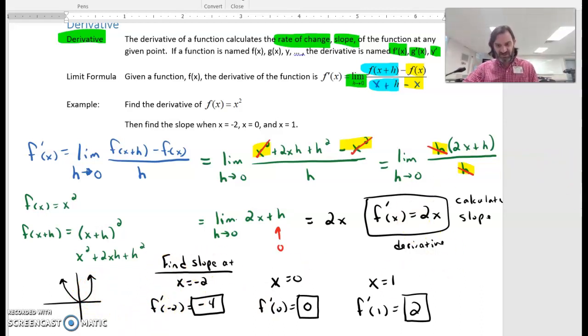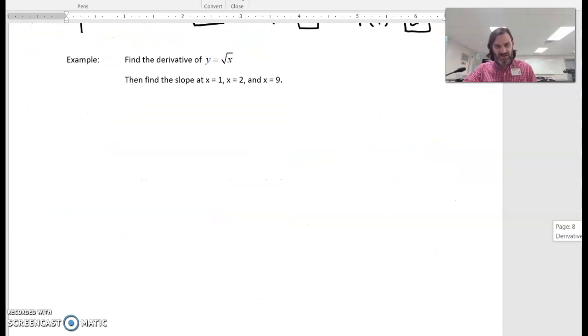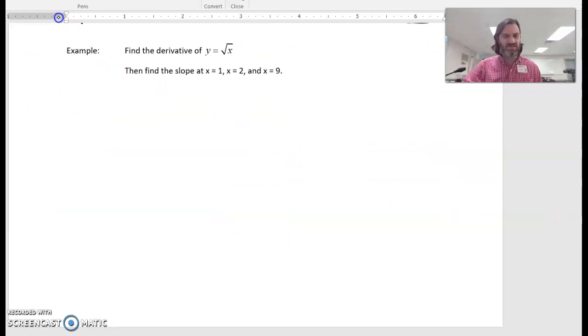So the slope is different at different places along that curve, so we need a formula to be able to calculate it. We don't want a new formula every time we move. We want a formula where we can change the input and make it work.